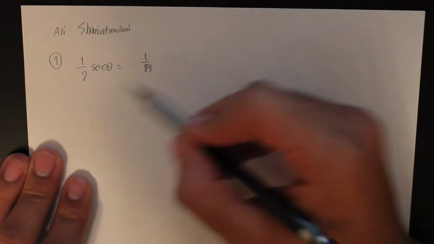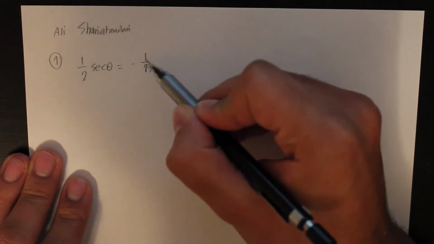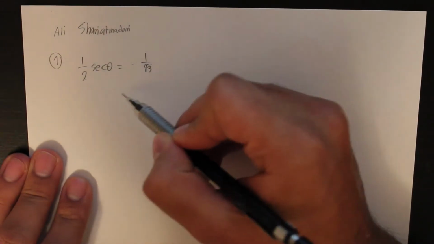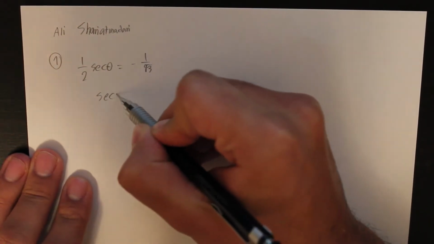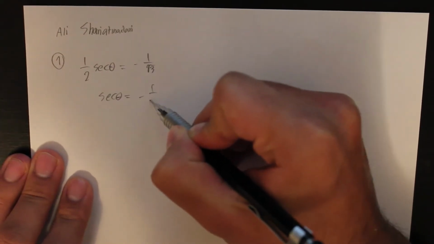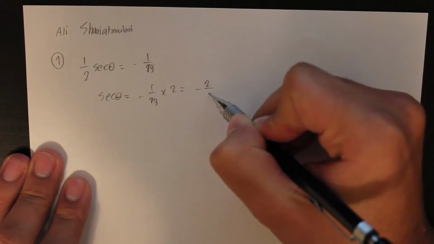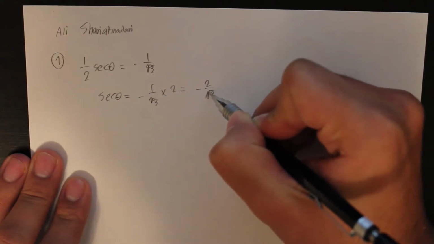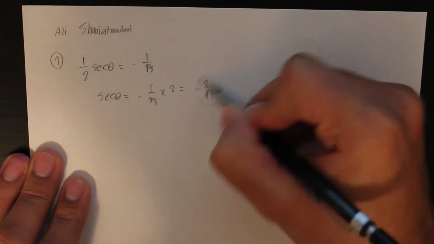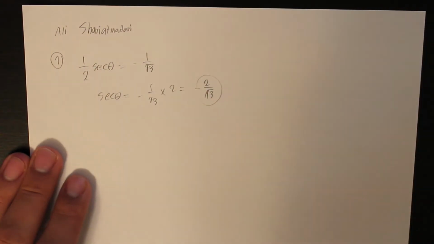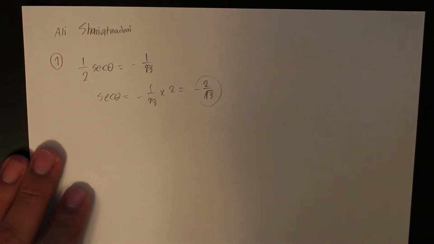It's pretty simple. To simplify this, we have to divide the right side by 1 over 2, which would make it secant theta equals negative 1 over square root 3 times 2, which will result in negative 2 over square root 3. Yeah, that's it. Secant theta equals negative 2 over square root of 3, right?